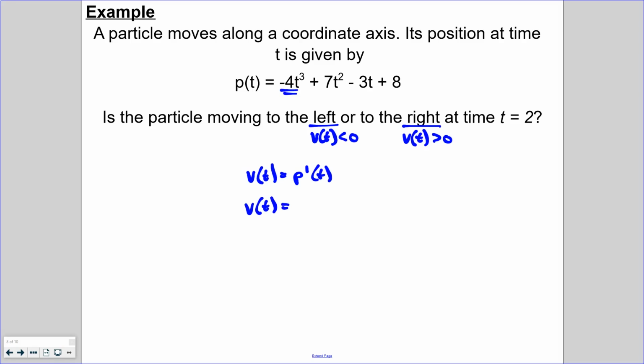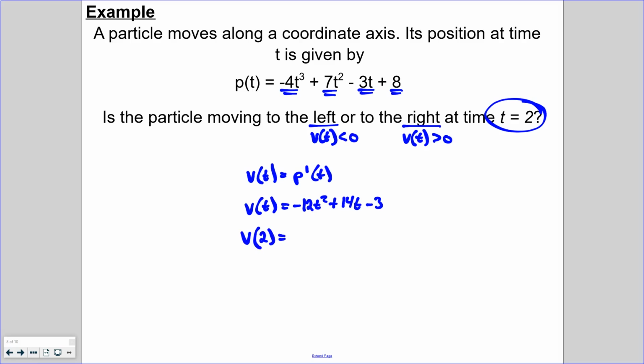So we're going to take the derivative of negative 4t cubed, which will be negative 12t squared, plus the derivative of 7t squared, which is 14t, minus the derivative of 3t, which is 3, and the derivative of 8 is 0. So now we have our velocity function. And we need to find the velocity when t equals 2. So we'll substitute that in.